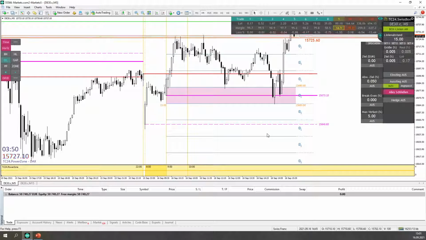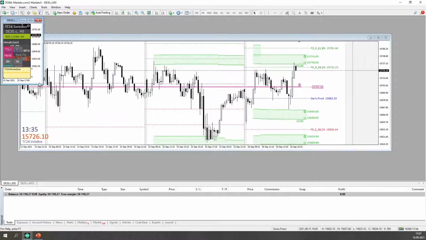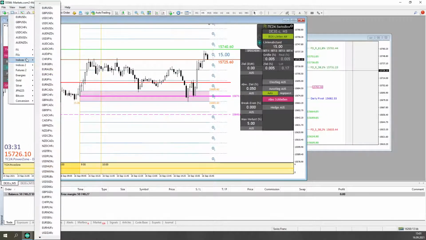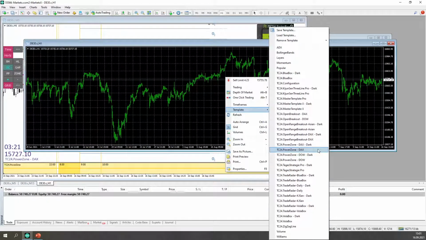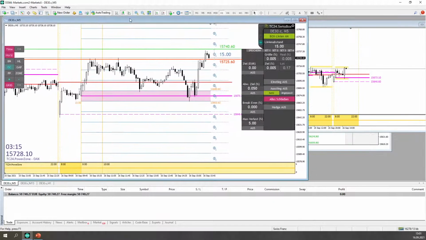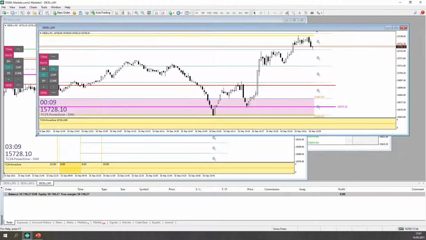Of course this perfectly works if the market is moving well. So Dow Jones is a little bit better than the DAX index, but anyway, you can always use the market opening effect for that. And the way it's traded is usually that you have 3 charts, looking like that. Just demonstrated now with 2 charts, but you can also use 3. You open the template on both charts, which is called TC24 Power Zone DAX, for example. The grid is then activated on both charts.